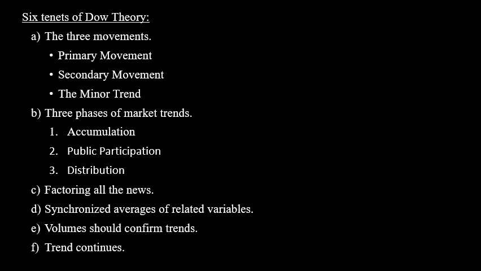As per the Dow theory, there are three movements in the behavior of the price of a security in the stock market: mainly the primary movement, then the secondary movement, and the minor trend. In this way the price moves in the stock market. So mainly there are three movements in the stock market.